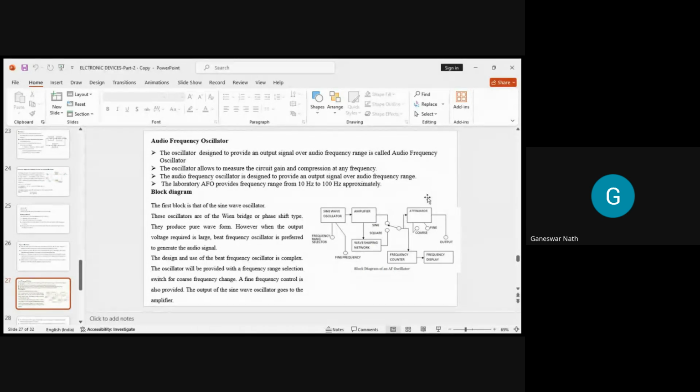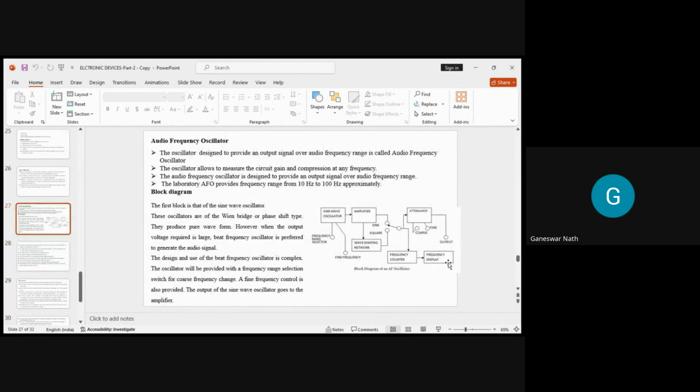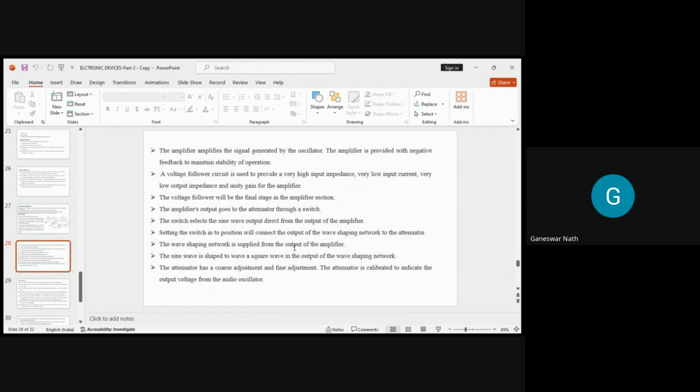Coming to the second part, the amplifier amplifies the signal generated by the oscillator, and it is provided with negative feedback to maintain the stability of operation. Whatever output is coming, you can get feedback to the input here. A voltage follower circuit is also used to provide very high input impedance, very low input current, very low output impedance, and unity gain. This voltage follower is the final stage in the amplification section, and the amplifier output goes to the attenuator through a switch.